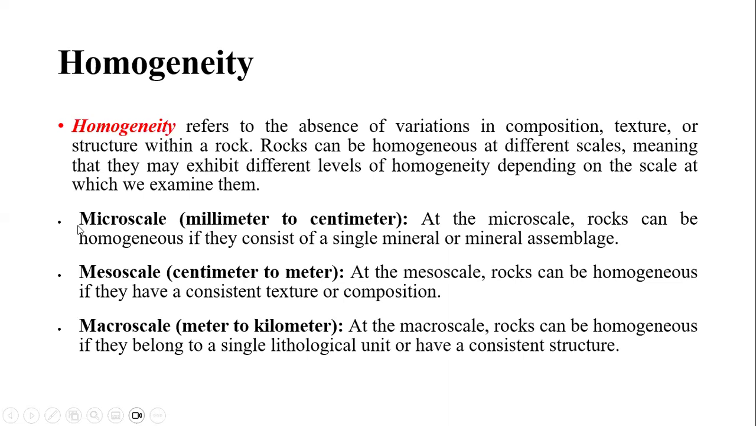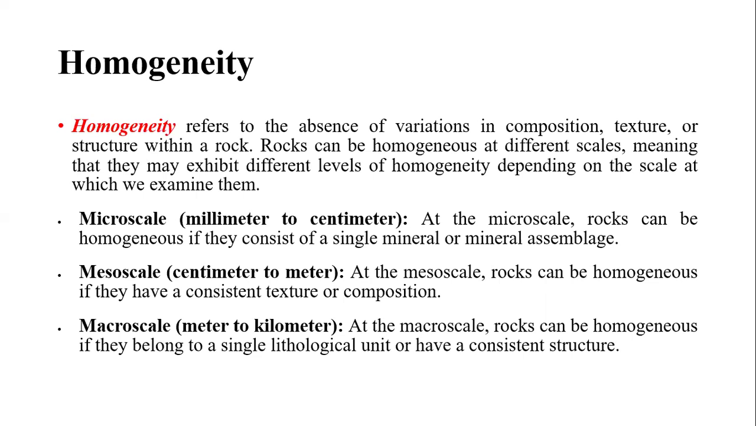Now, homogeneity refers to the absence of variations in composition. They are homogeneous, they are the same. They look the same, then you cannot differentiate between the mineral composition, of course, depending on the scale. But I'm going to show you with examples what we mean when we say a rock can be homogeneous depending on the scale, and it can also be heterogeneous, also depending on the scale.